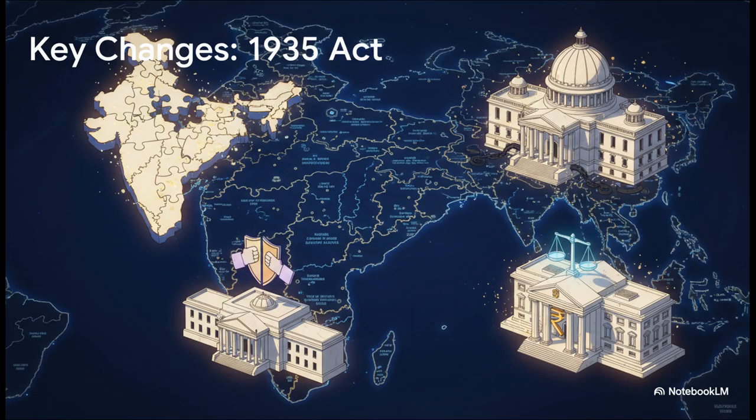It laid out a plan for an all-India federation. It also admitted that diarchy in the provinces was a mess, so it scrapped it and gave the provinces more autonomy. But then it turned around and tried to introduce diarchy at the central level. And crucially, it established core institutions we still have today, like the Reserve Bank of India and a federal court.